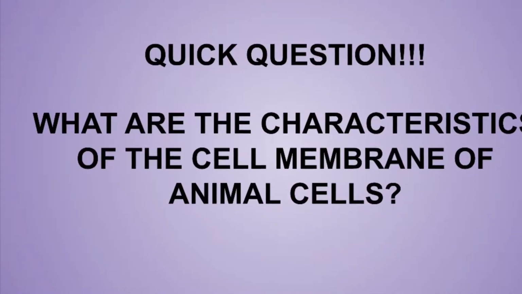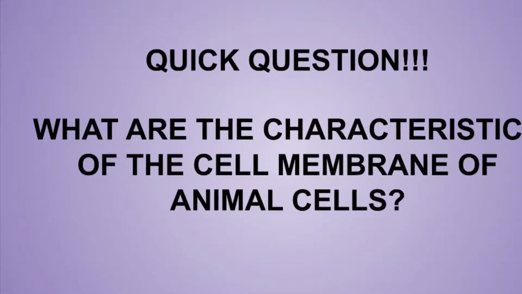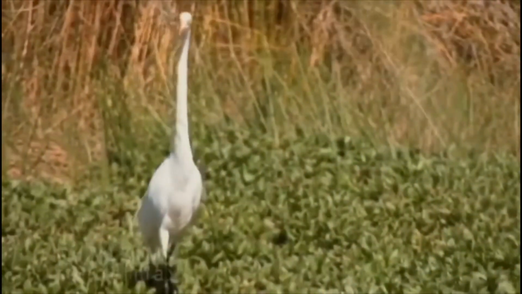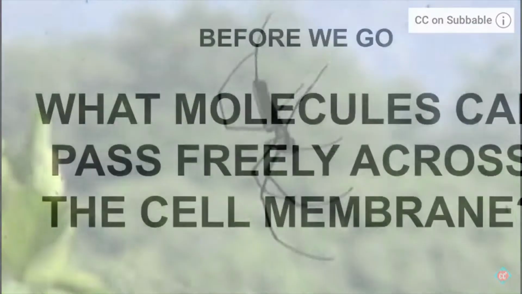The question here is, what are the characteristics of the cell membrane of animal cells? The difference is that animal cells are surrounded by a plasma membrane that contains a membrane-bound nucleus and organelles, unlike plants, which have a cell wall.